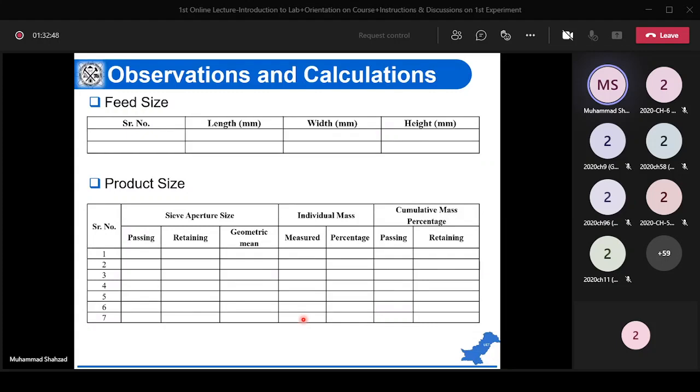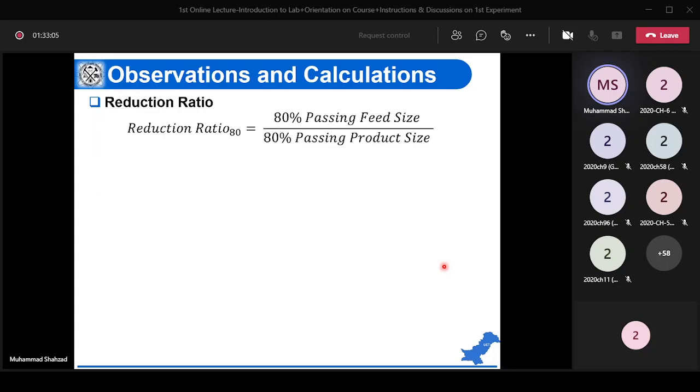All the remaining columns, like this one, this one, will be produced by calculations, and I will explain in later lectures how you are going to do it. Calculations: you are supposed to calculate the reduction ratio. It's 80% passing feed size, 80% passing product size. What is it? I will explain it later.